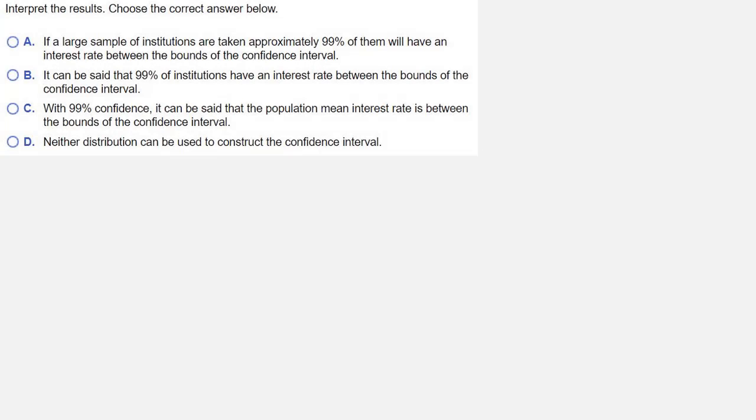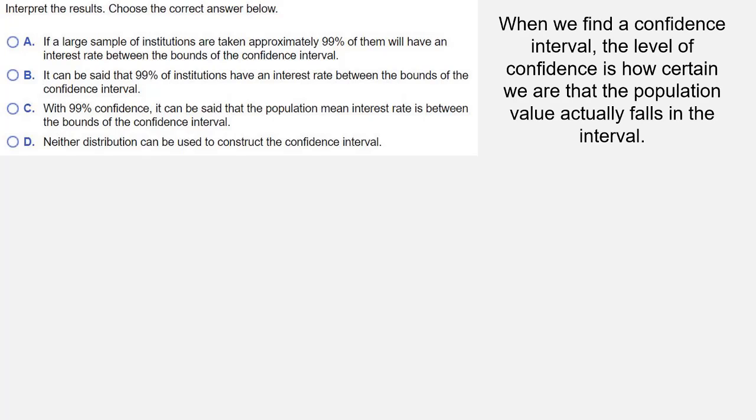We're supposed to interpret the results. So whenever we're finding a confidence interval, the level of confidence tells us how confident we are that the actual population mean falls within our interval. So when we read through these choices, the correct choice is choice C. With 99% confidence, it can be said that the population mean interest rate is between the bounds of the confidence interval. That's your answer.